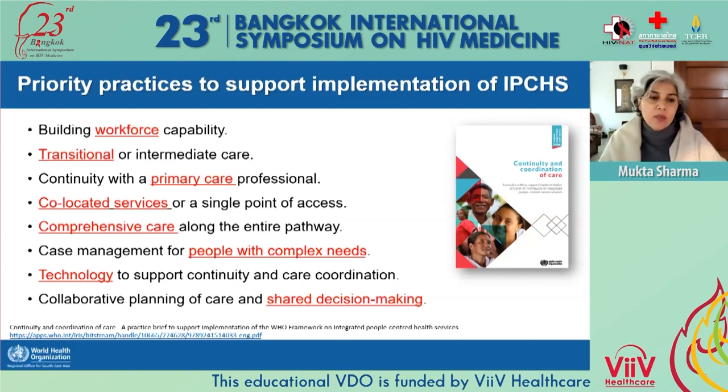The other really critical priority is that of technology. As I mentioned earlier, the use of digital technology, the use of virtual platforms to talk to clients, to talk to patients, to support adherence, as well as the use of digital records is going to be really, really important. And then lastly, having really clear frameworks and agreements and regulations that promote collaborative planning of care and shared decision making. So I want to now give you some examples within WHO in our different regions where some progress has been made towards integrated services.